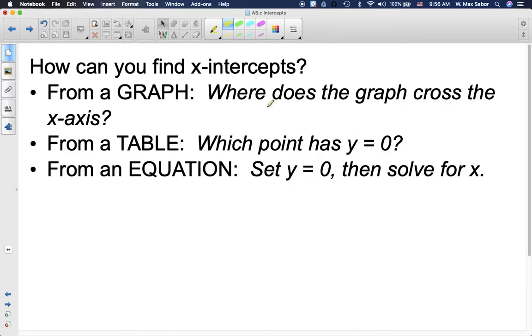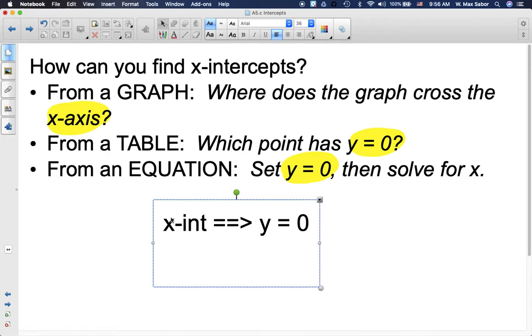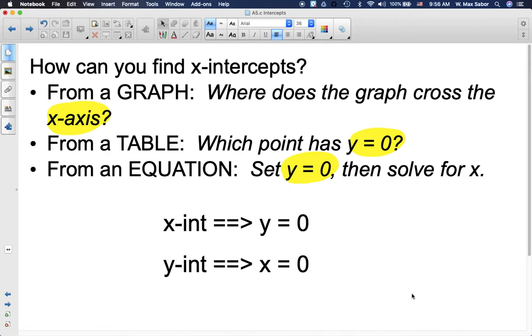For x-intercepts, it's looking at where the graph crosses the x-axis, which point has y equal to 0, and set y equal to 0. Please note, very, very tricky. One of the things people forget all the time. X-intercept is when y equals 0, and the y-intercept is when x equals 0. They're opposites. Please be careful about this.